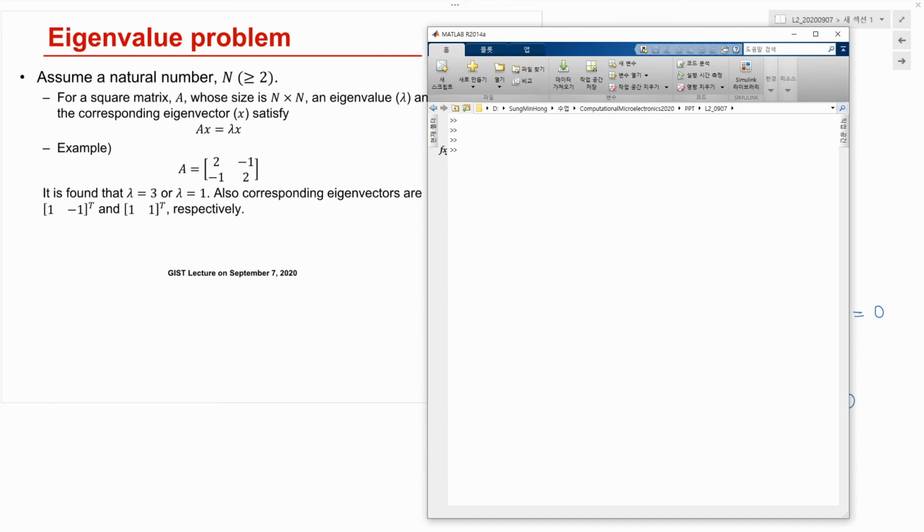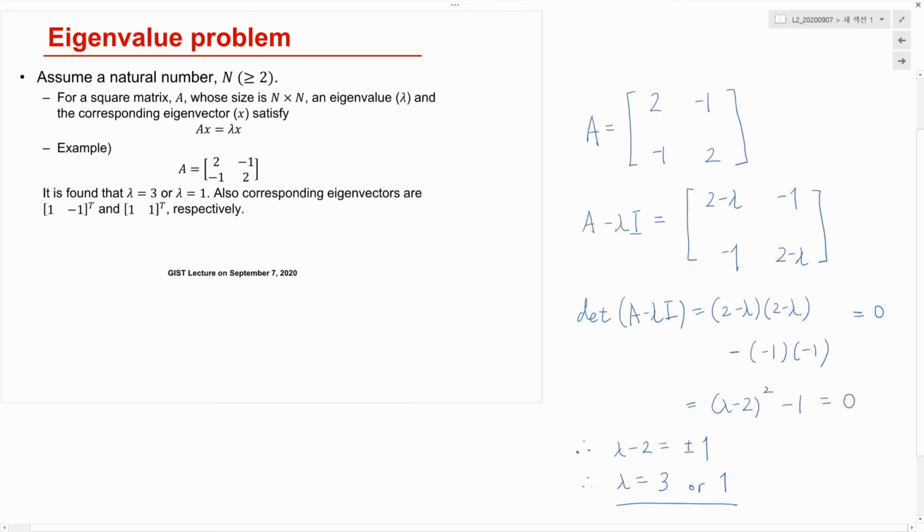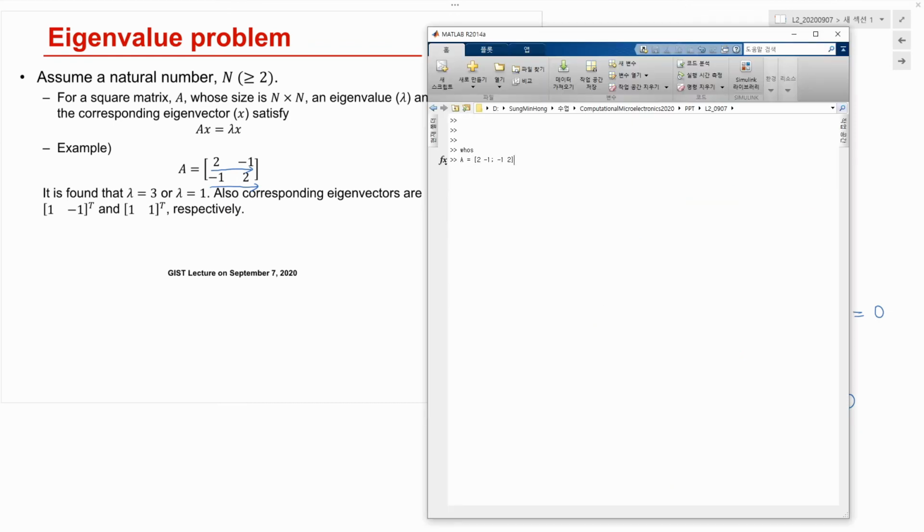Here, we have nothing right now. Then let's define a matrix. Its components are 2, minus 1, minus 1, 2. I just enter it in this direction. Now we have a matrix, and this is just memorized by MATLAB.